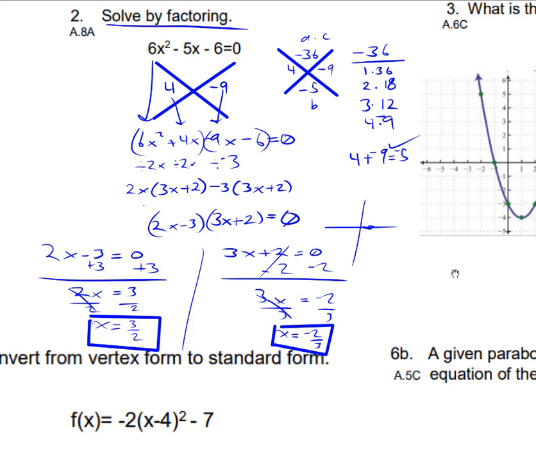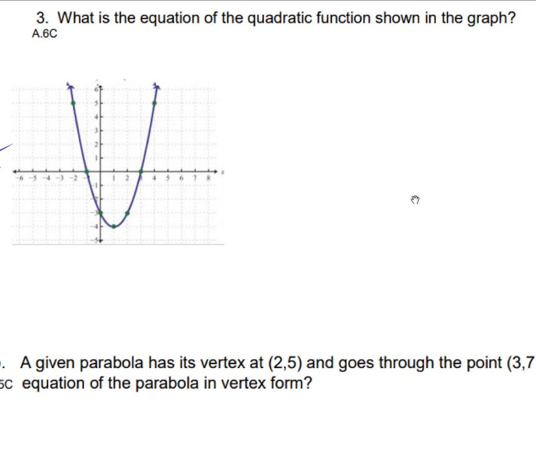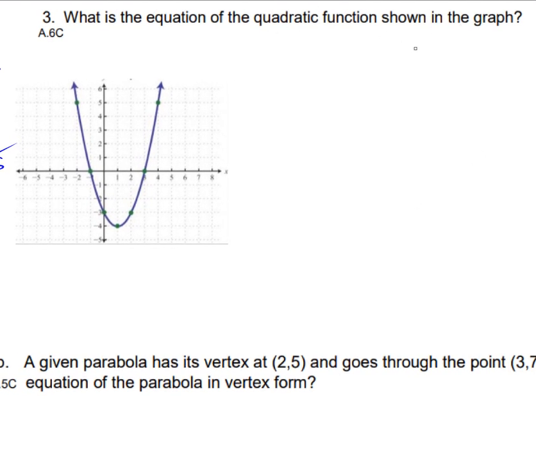All right, let's go ahead and move forward. What is the equation of the quadratic function shown in the graph? For this one, they've given me a graph, and I need to make an equation for a quadratic function, right? The way I'm going to do this is start off by figuring out a couple of important things. I like to start off by figuring out my zeros. So you'll figure out your zeros first, and our zeros are negative 1 and 3.